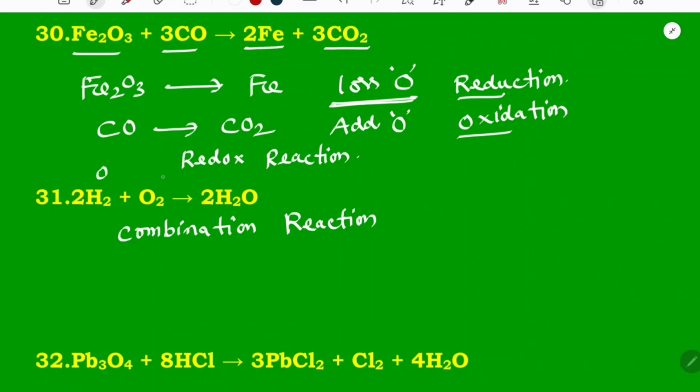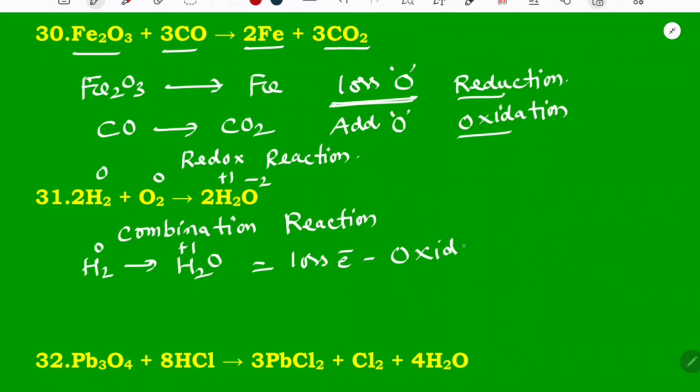So here 0, here 0, here -2, here +1. So hydrogen is converting to water. Here 0, here +1. 0 to +1 means loss of electrons takes place. Loss of electrons means oxidation.